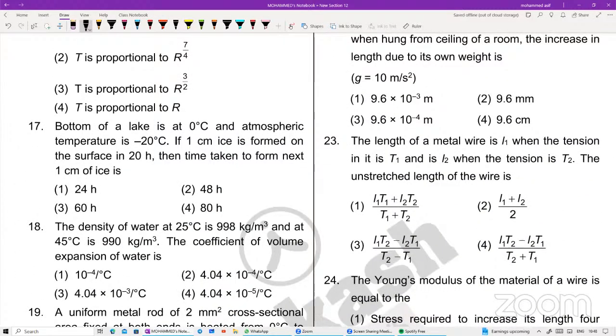See question number 17, once, it is a formula based question. The bottom of a lake is at 0 degrees Celsius and the atmospheric temperature is minus 20 degrees Celsius. 1 centimeter of ice is formed on the surface in 20 hours. Then the time taken to form the next 1 centimeter of ice will be equal to how much?